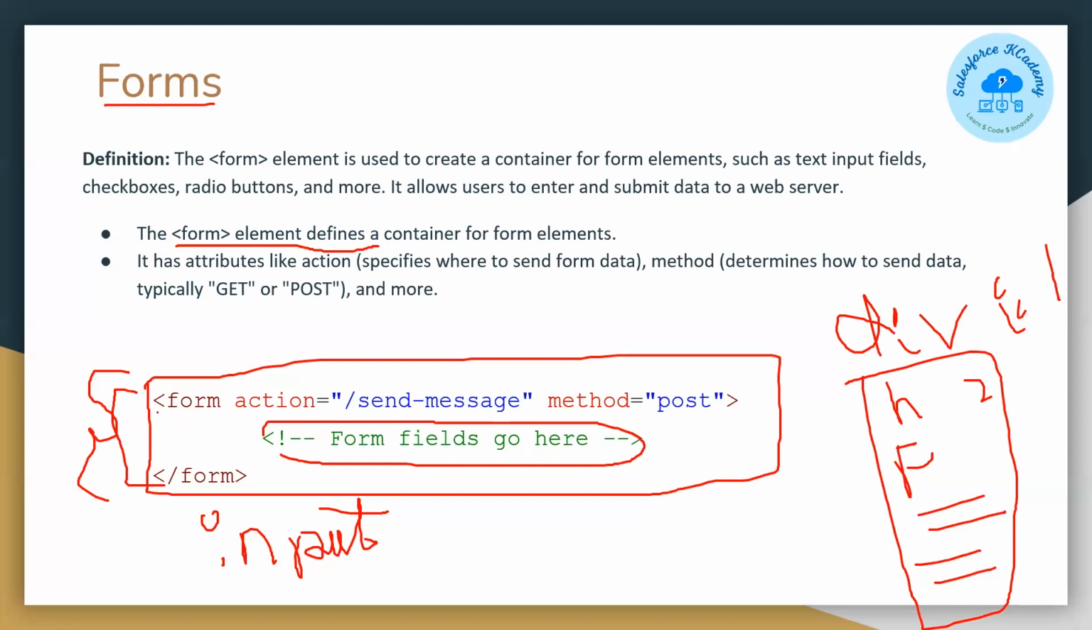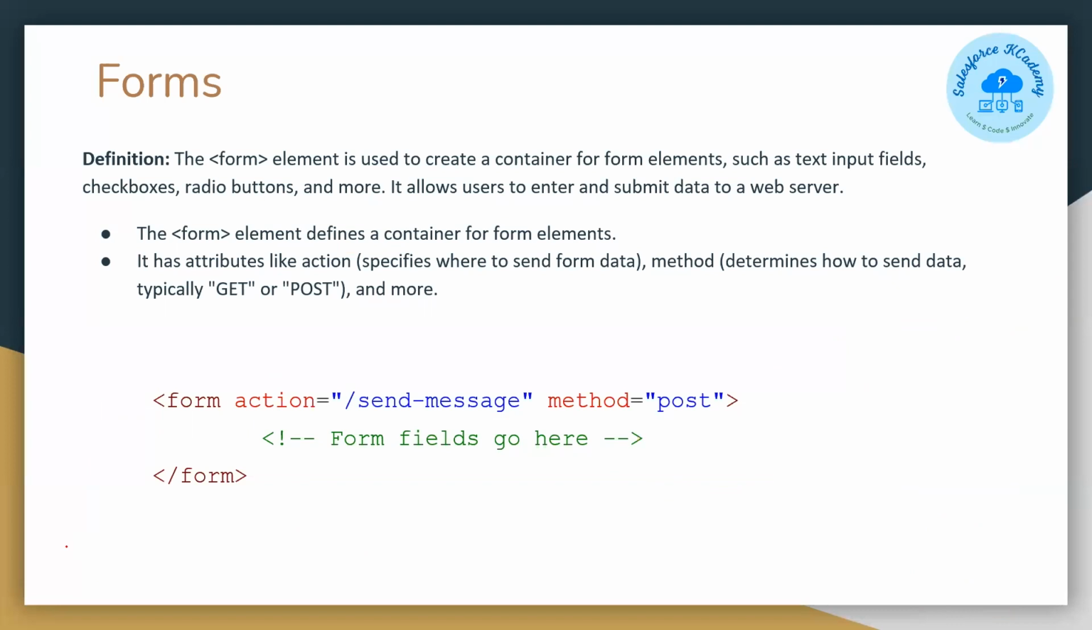But prior to that, you have to understand the form element. If you see the form element now, in the form element you have the attribute called action, and you have the other attribute called method.